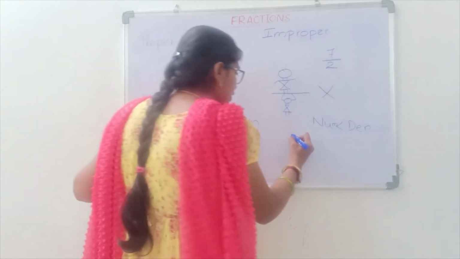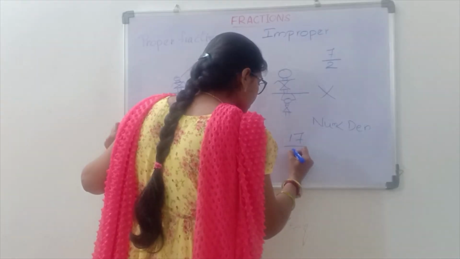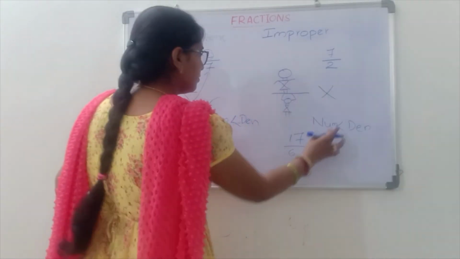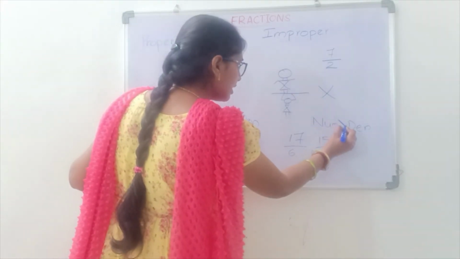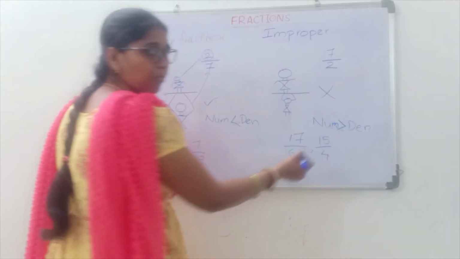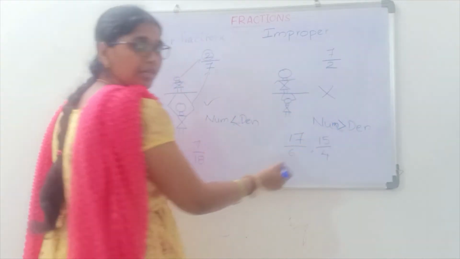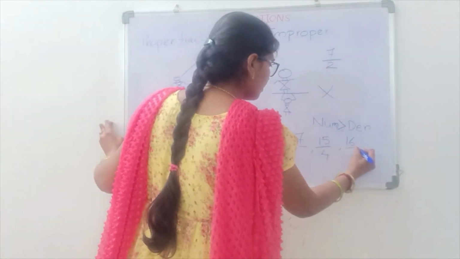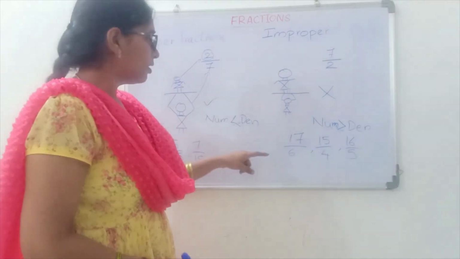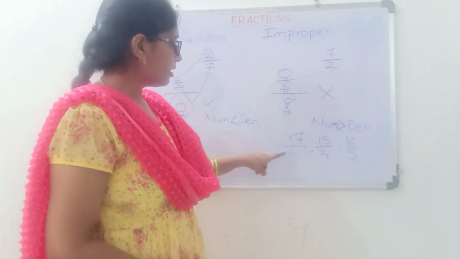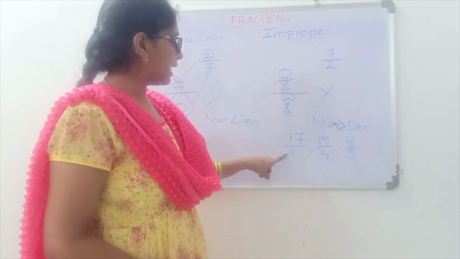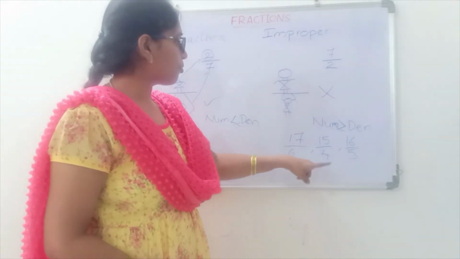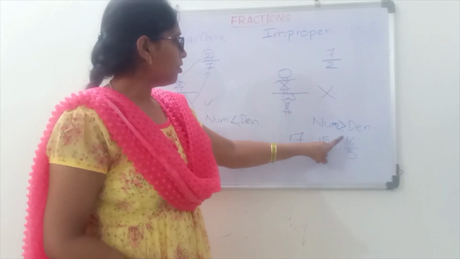Examples of improper fractions. Sorry children, numerator is greater than denominator. If numerator is greater than denominator, it is an improper fraction. See here, numerator is 17, denominator is 6. Numerator is greater than denominator, so it is improper. 15 is greater than 4, it is improper. 16 is greater than 5, it is improper.